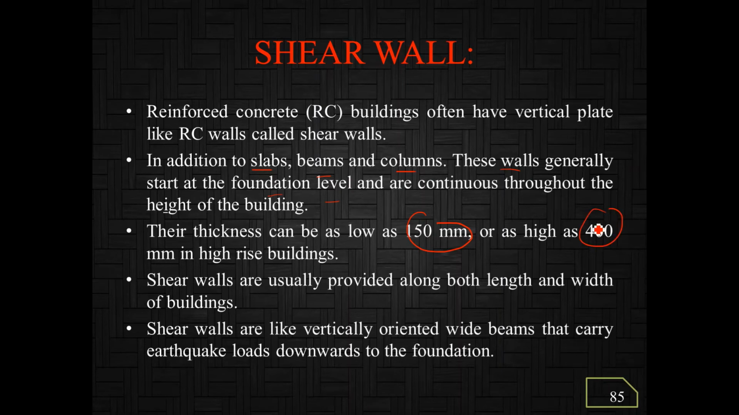400 mm in a high-rise building. Shear walls are generally provided along both the length and width of the building. A shear wall is like a vertically oriented wide beam that carries earthquake load downward to the foundation.